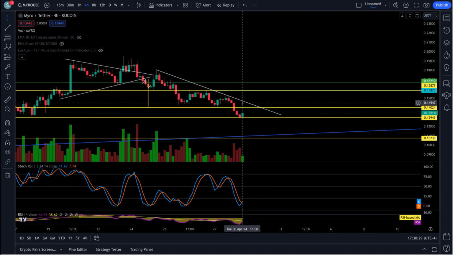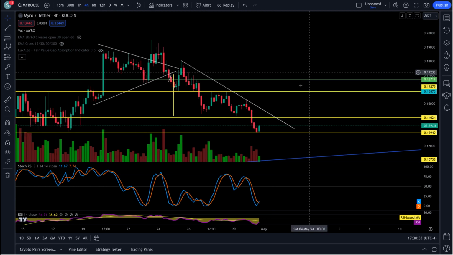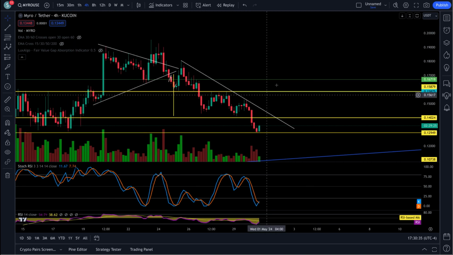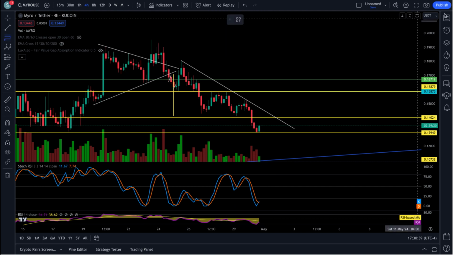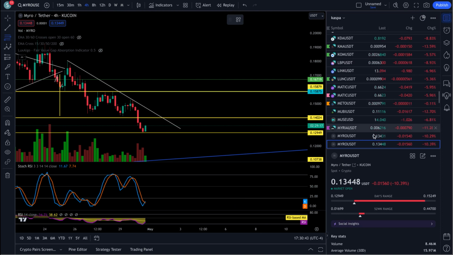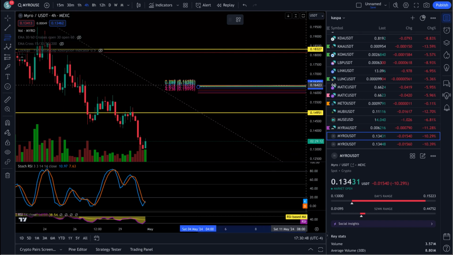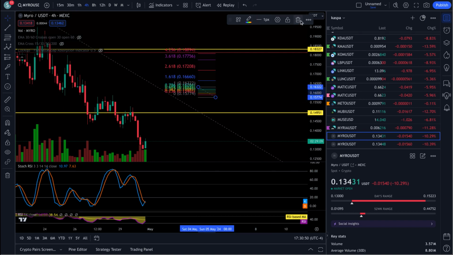If it breaks this resistance right here, you're going to be looking first off for a retracement up to at least a 618 here. Okay, let's get this chart over here. Should be a little bit cleaner. Not so much on it. Alright, let's get that off there.